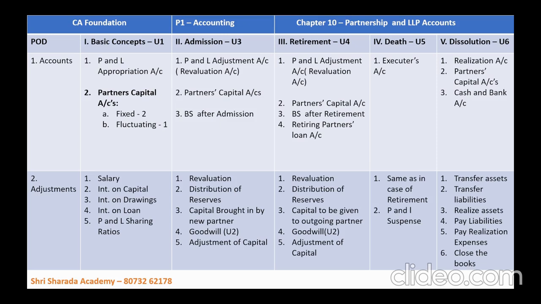In the unit number 1, that is basic concepts, we prepare only 2 accounts: profit and loss appropriation account, partners capital account. Please note, it is not profit and loss account, it's profit and loss appropriation account. Appropriation here means the distribution. Profit and loss account and profit and loss appropriation account are 2 different accounts. Profit and loss account deals with the above the line item, whereas profit and loss appropriation account deals with the below the line item.